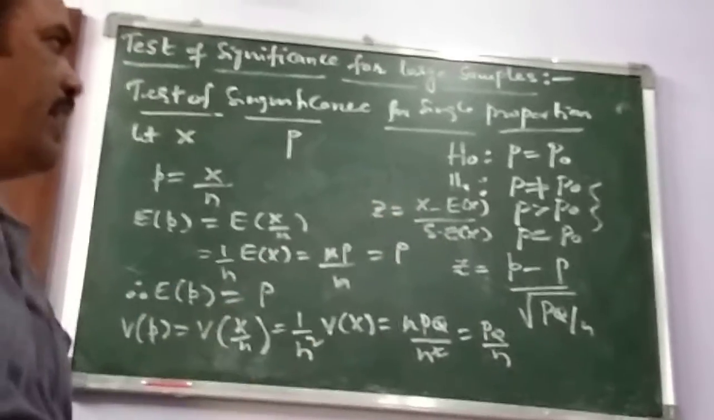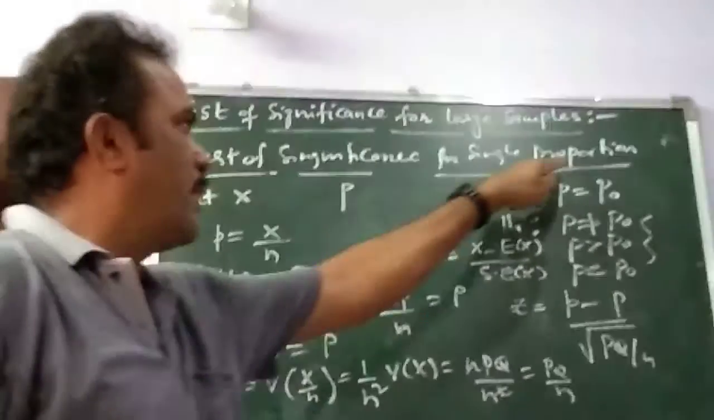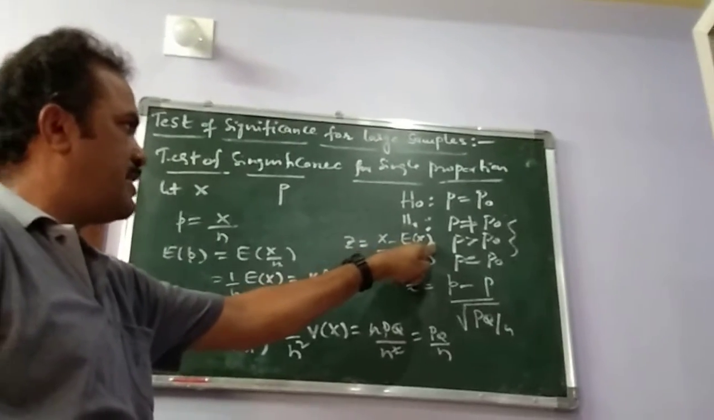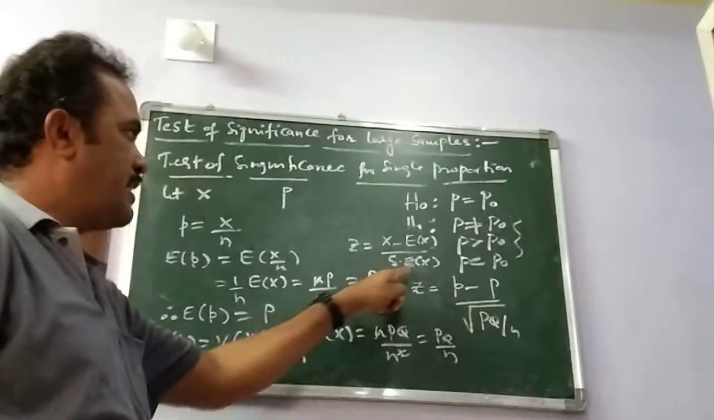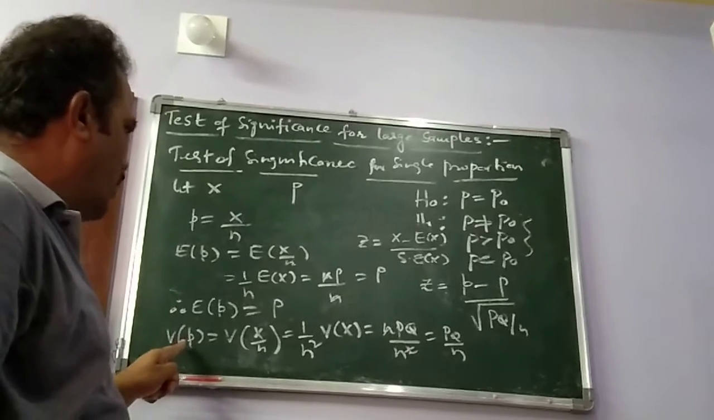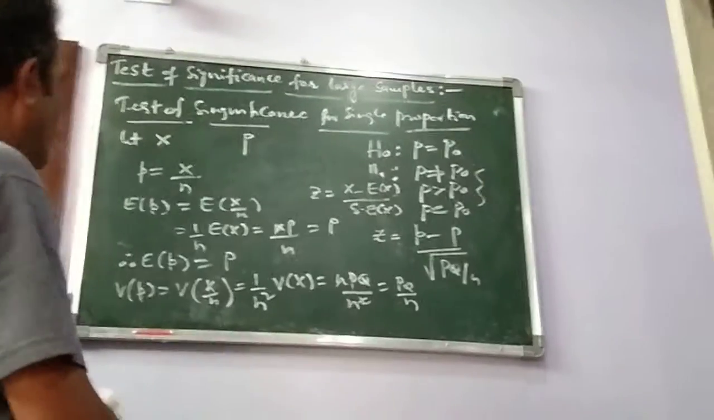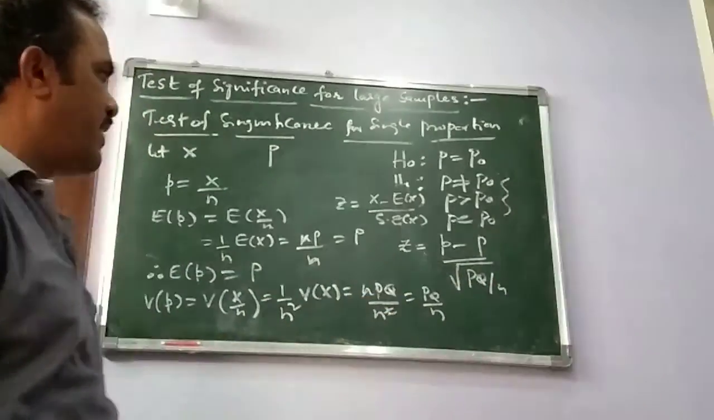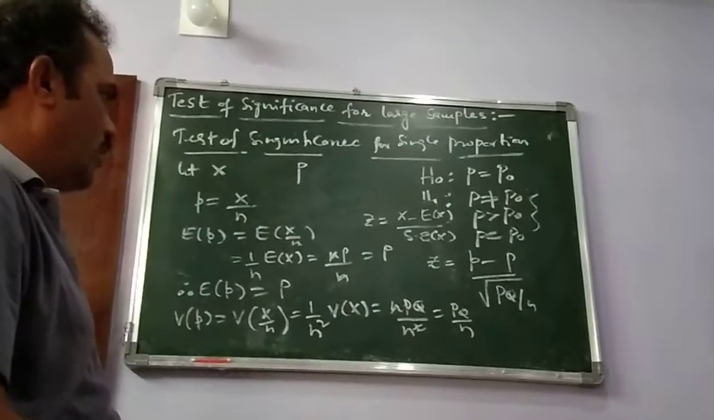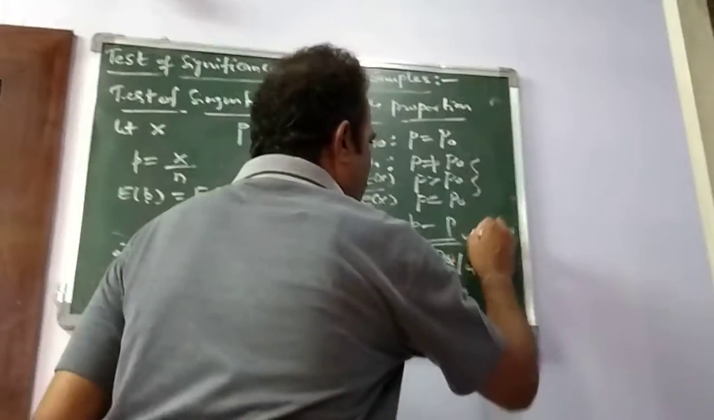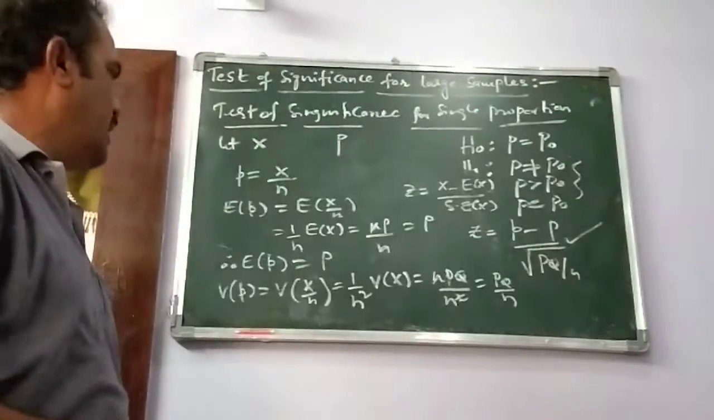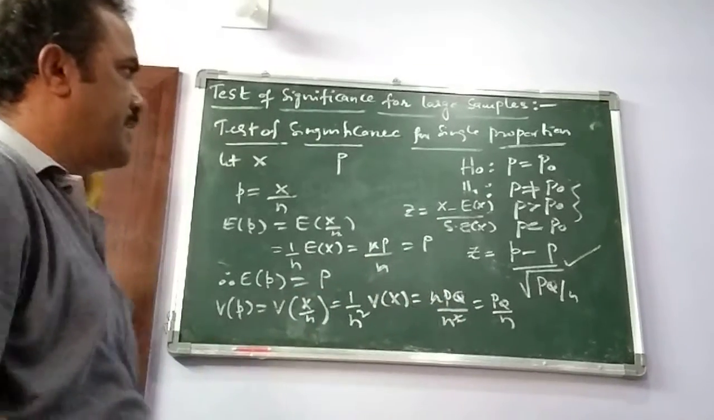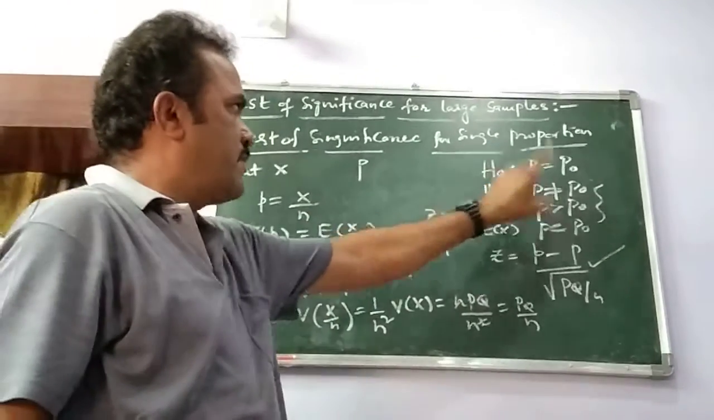So x will be the variate, and x will be considered the single proportion. We can calculate the expectation of x, and also the SD of x. We know that the standard deviation of x is equal to the square root of pq by n. So this is another formula to calculate the test statistic. Again, these steps will be applied as usual.